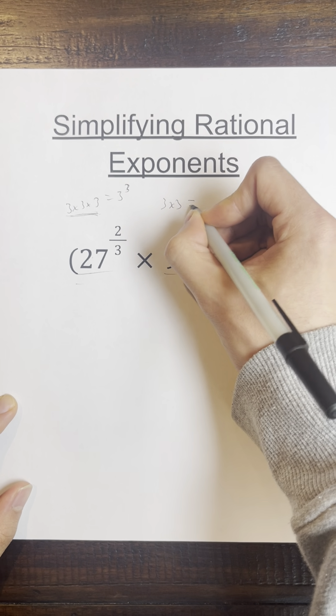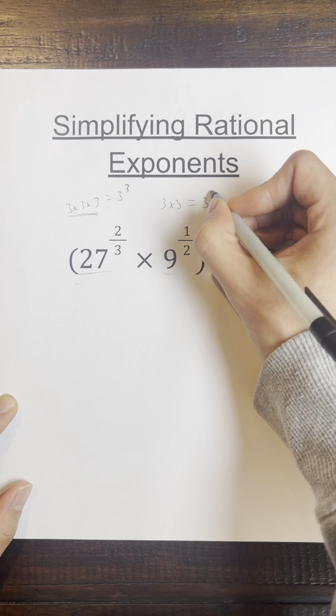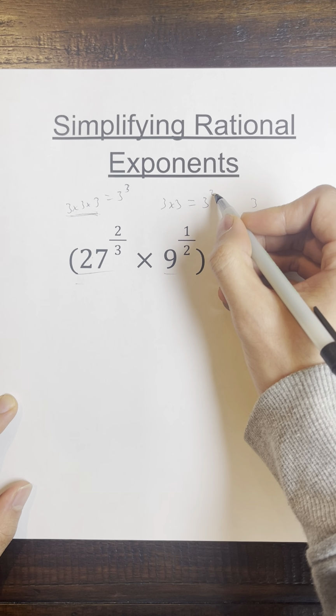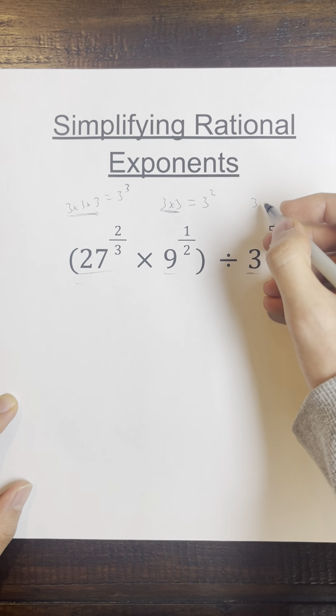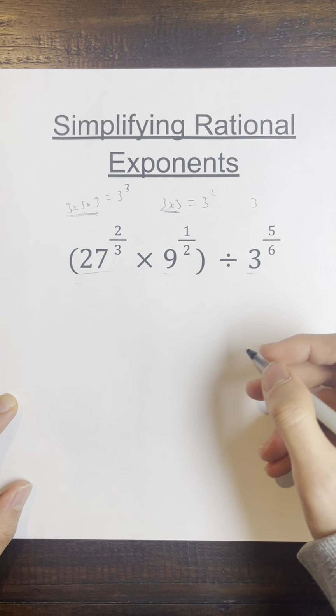How about 3 times 3? Well, it's 3 to the power of 2. Or another way you can say it is 3 squared because there are two 3's that are being multiplied. And this is just 3 to the power of 1, but I'll just leave it as it is.